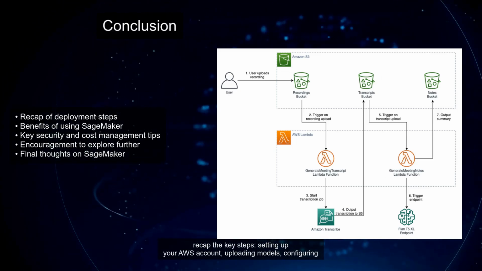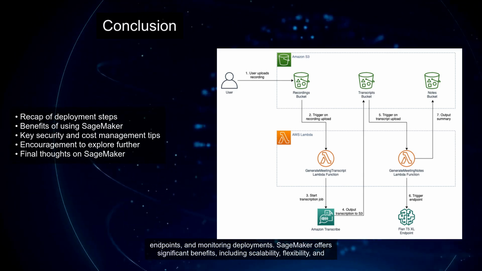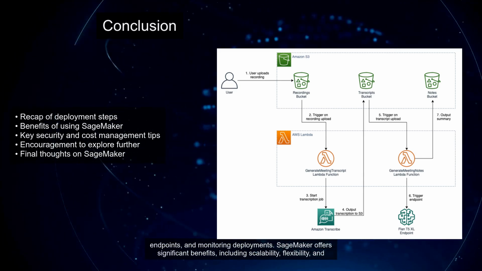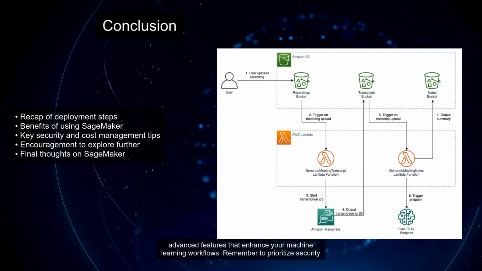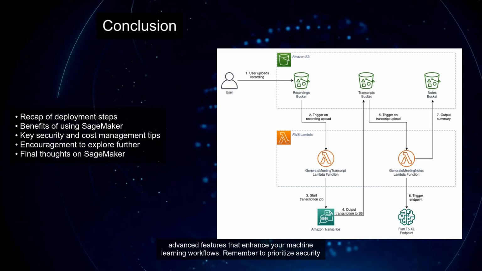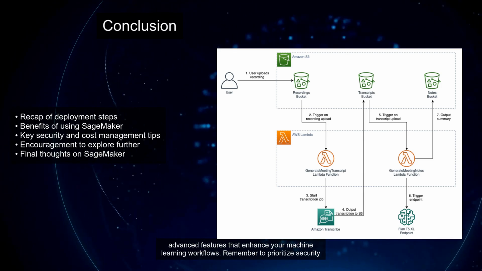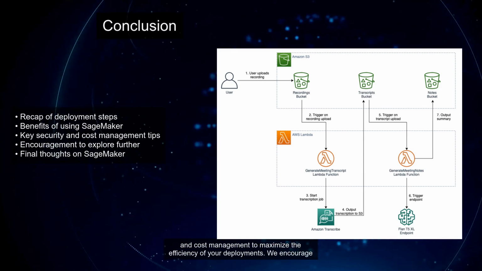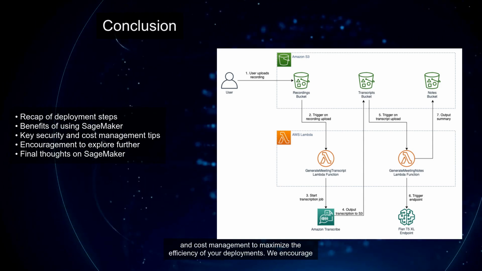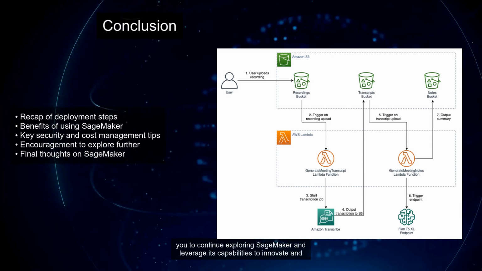As we conclude our exploration of model deployment with AWS SageMaker, let's recap the key steps: setting up your AWS account, uploading models, configuring endpoints, and monitoring deployments. SageMaker offers significant benefits, including scalability, flexibility, and advanced features that enhance your machine learning workflows. Remember to prioritize security and cost management to maximize the efficiency of your deployments.